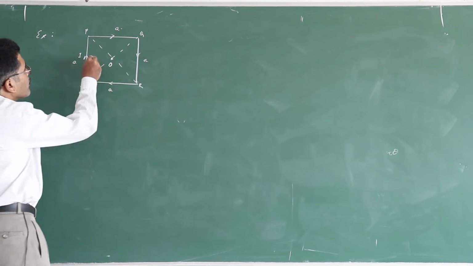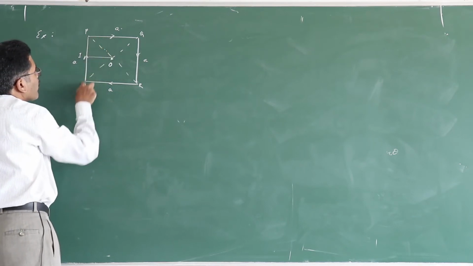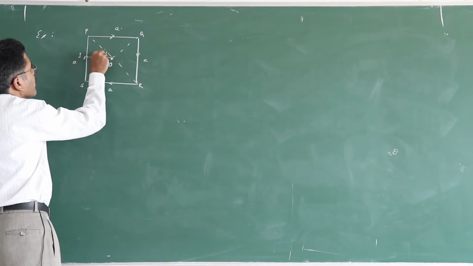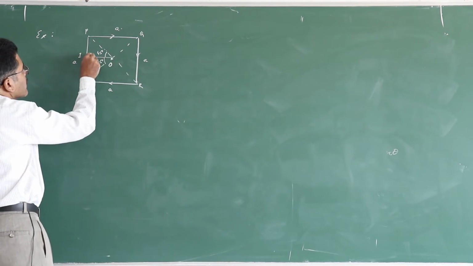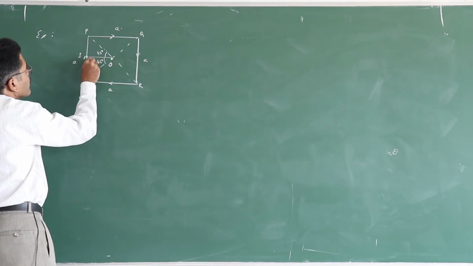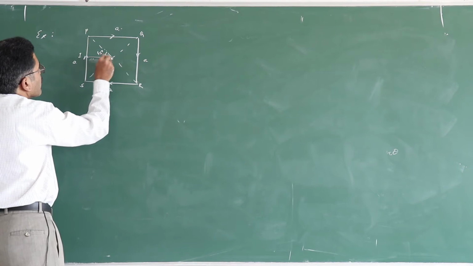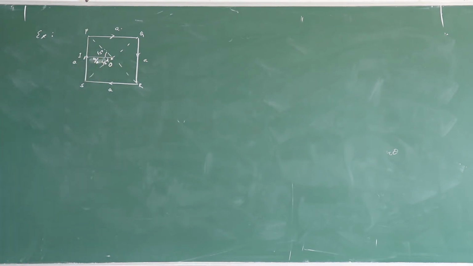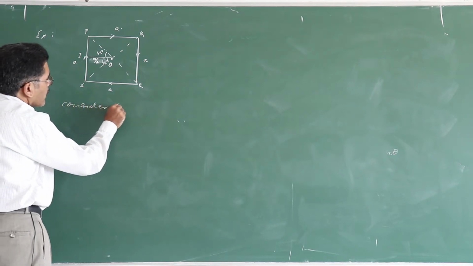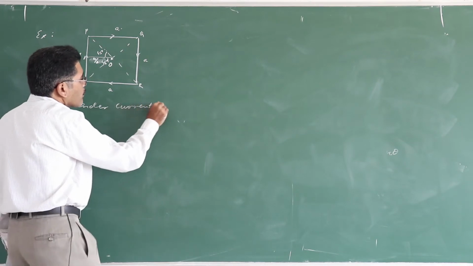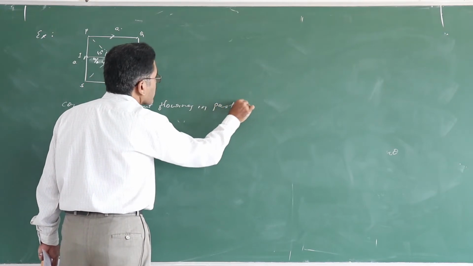See, here what I do is I just take this angle, only one part. What is this angle? 45 degree. This is also 45 degree. And what is this distance? This distance is A by 2. This is also 45 and the distance is A by 2. Consider current flowing in part PS.